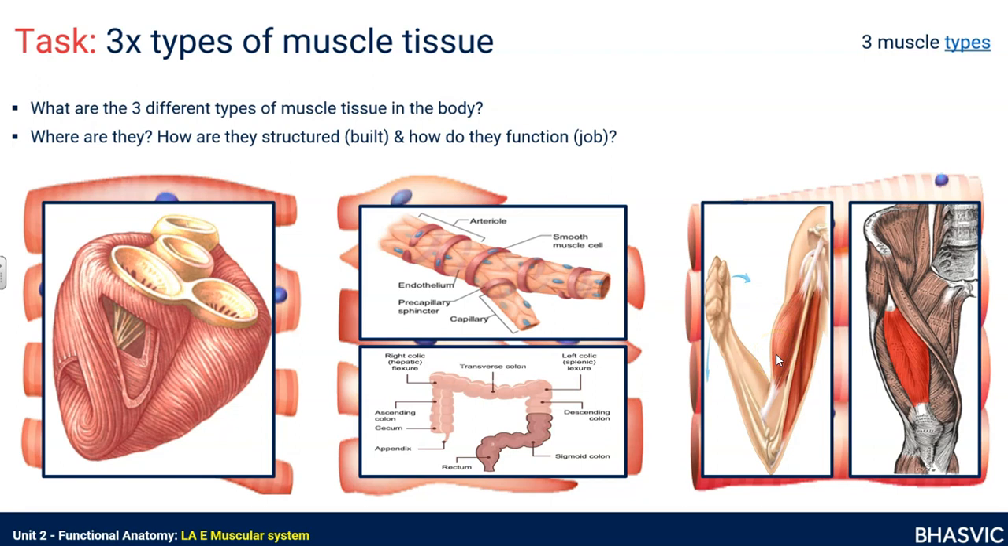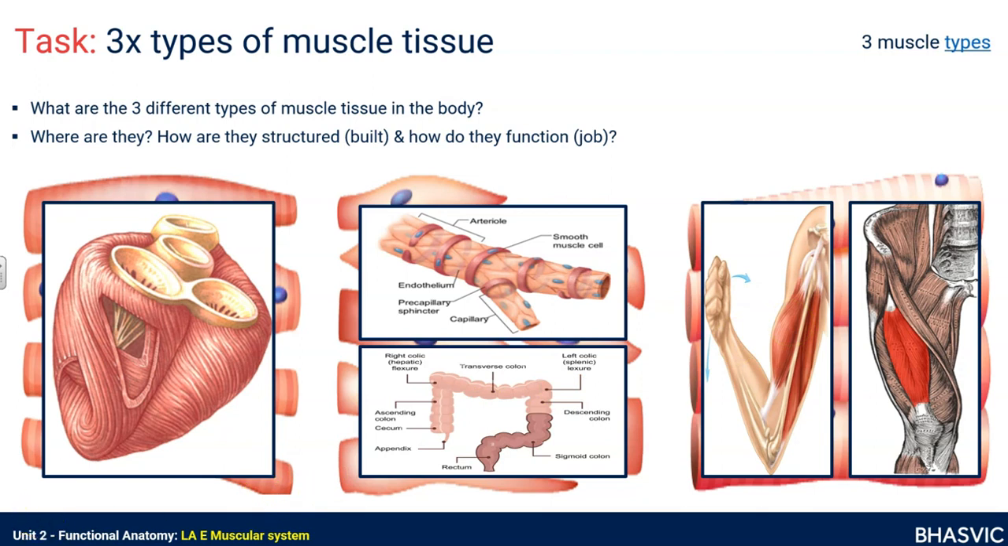The muscles on or attached to your skeleton, skeletal muscle tissue, is found in our skeletal muscles. So these bigger muscles, your biceps brachii, your triceps brachii, your rectus femoris, your big quadricep muscle, these are all made up of skeletal muscle tissue. So we've got cardiac tissue, smooth muscle tissue, skeletal muscle tissue, the three types of muscle tissue.